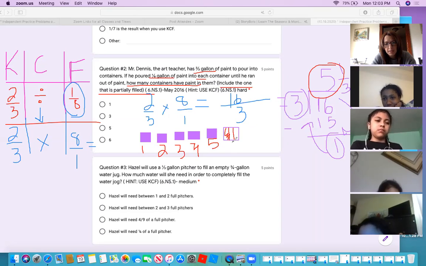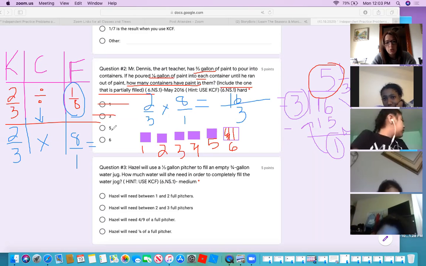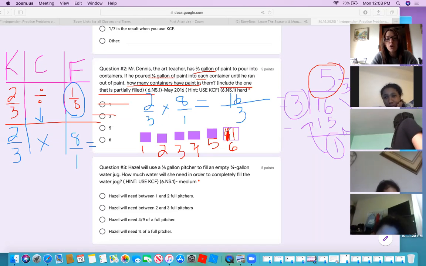And this represents the 6, which has the 1/3. So do we need 1 container? Does that make sense? No. Do we need 3 containers? No. Do we need 5 or 6, including the one that is partially filled? When you go to the paint store, you're going to say, hey, I need 5 1/3 containers.